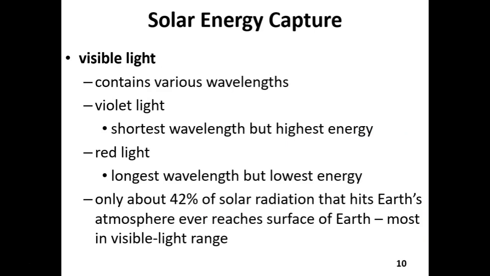So violet has the highest energy, but it is the shortest wavelength. Red has the longest wavelength and the shortest amount of energy, or lowest amount of energy. Only about 42% of solar radiation hits the Earth. Most of it is going to be found within that visible light range.